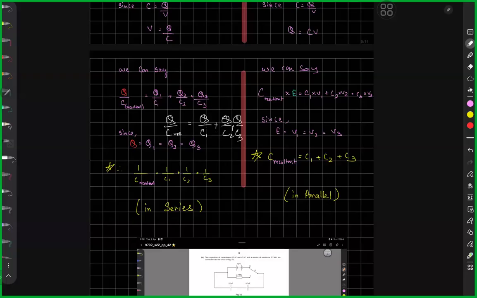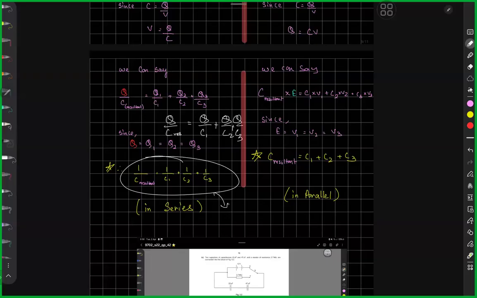So if I have Q across the board on all numerators, can I not factor Q out and divide it across two sides? Can I not cancel them? Yes, I can. So what will we be left with? We're left with this beautiful equation that 1 by resultant capacitance equals the sum of all inverse capacitances in series.